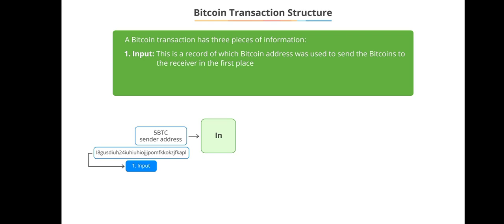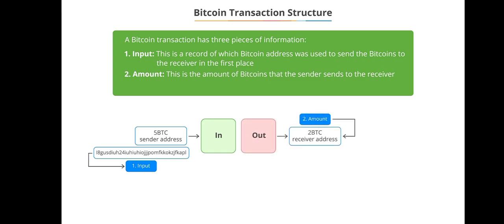These Bitcoins have been received by the user in the past and have not been spent, thus the term unspent transaction output. The second piece of information is the amount. This is the amount of Bitcoins that the sender sends to the receiver. This is a new transaction that the sender is initiating where he uses the receiver's public key and his own private key to hash the transaction and send the same.